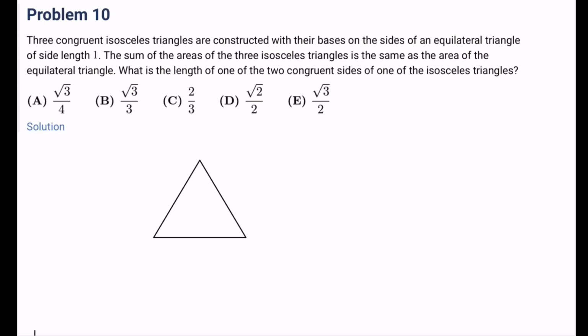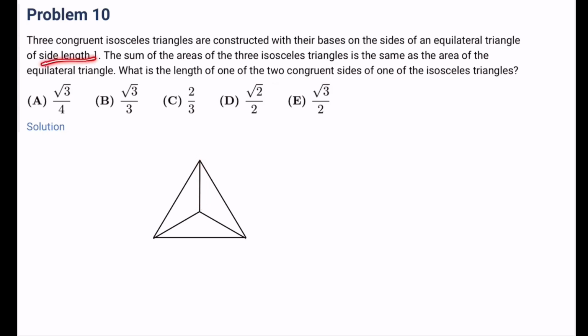And since the sum of the areas of the isosceles triangles is the same as the area of the equilateral triangle, we can just say that the isosceles triangles are facing inside, like that. And so that's going to give us something that looks like this. And now we can see that these will be our 3 isosceles triangles. And this perfectly makes sense, because the sum of the areas of these 3 things is just the area of the whole thing. And so the length of one of the 2 congruent sides, that's this length.